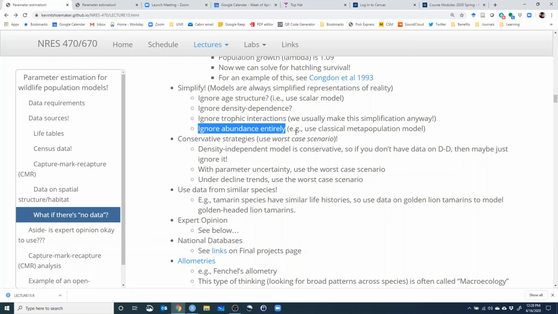And sometimes maybe we can ignore abundance entirely and just use a classical metapopulation model. We don't have any good information on population dynamics, but we do have information on whether sites are occupied or unoccupied. So let's build a classical metapopulation model. Let's not even do a population model with abundance or age structure or density dependence, right?